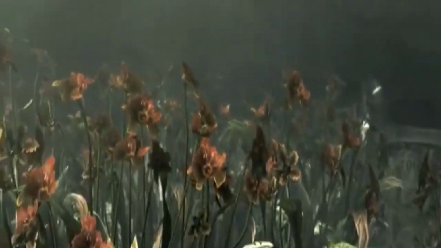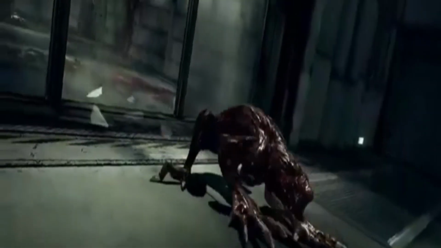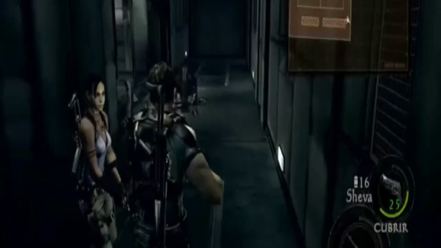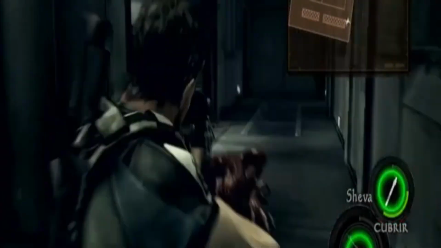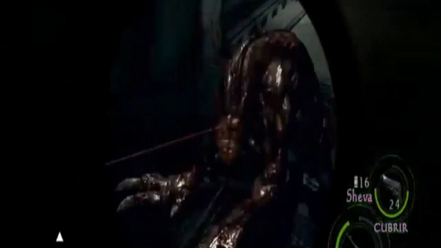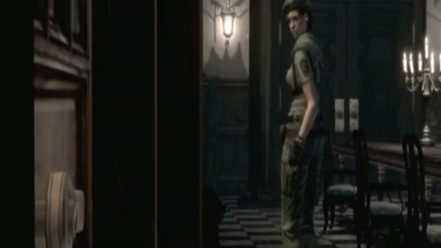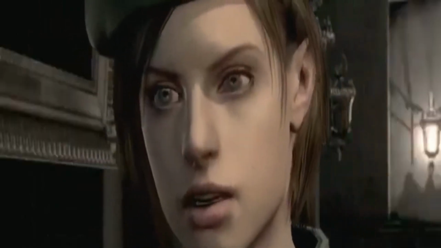From the progenitor virus, Marcus successfully developed the T-virus, whose primary goal was to turn infected individuals into controllable biological weapons known as BOWs, bioorganic weapons. However, the T-virus had clear limitations. Most infected subjects turned into mindless zombies, suffering from cellular degeneration that rendered them ineffective in long-term combat.